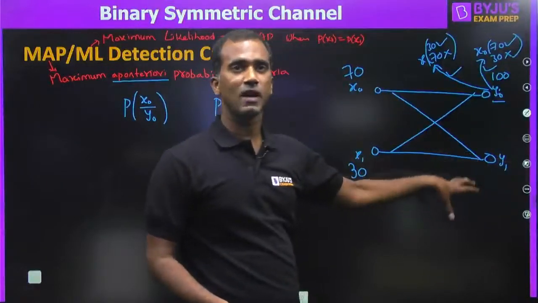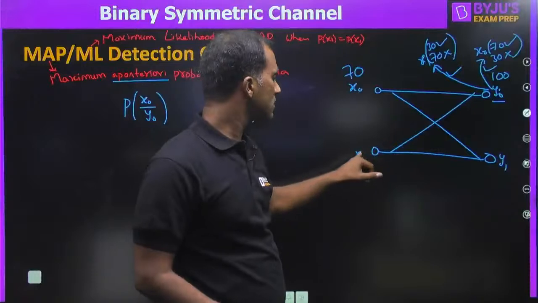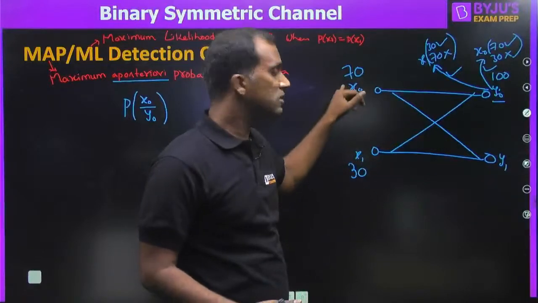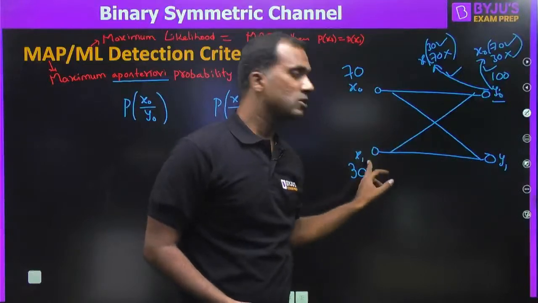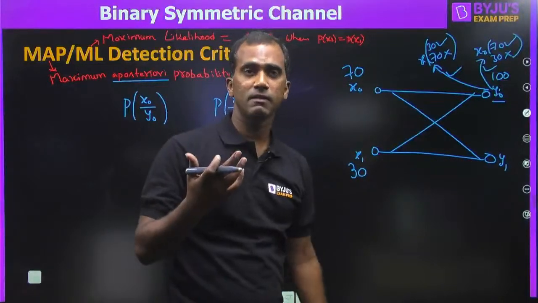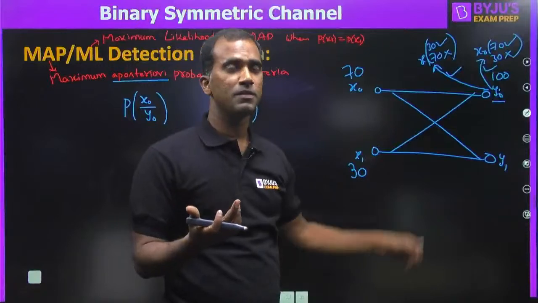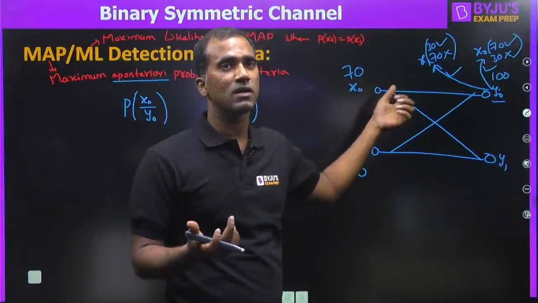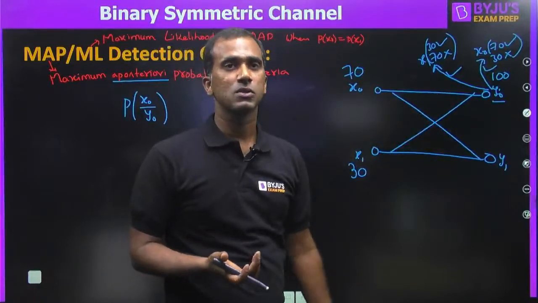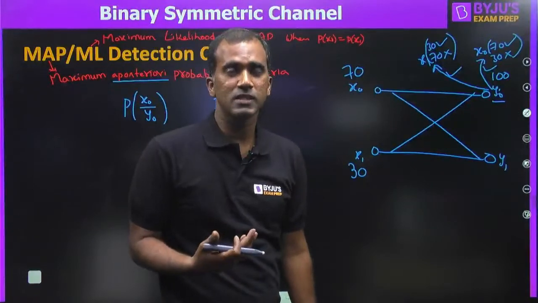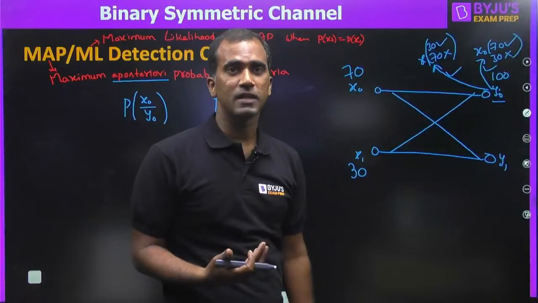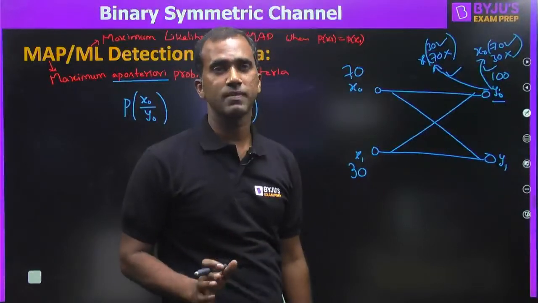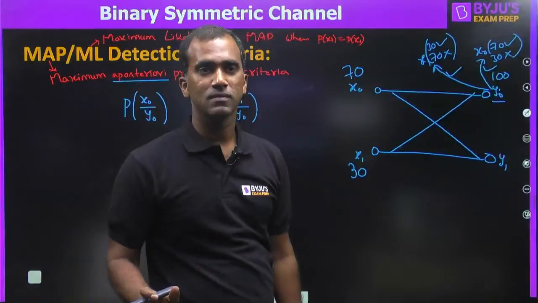Let's say y1 is received 100 times, and you received that because of x1 70 times and because of x0 30 times. Then when you see y1, if you decide it as x1, you are correct 70 times and wrong 30 times. And if you decide it as x0, you are wrong 70 times. So the best decision is the decision which gives you more number of correct detections or less number of wrong detections. As simple as that. Are you following?